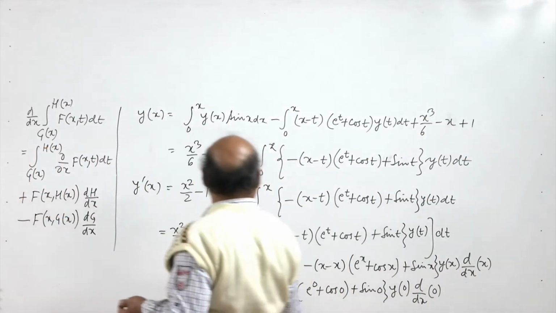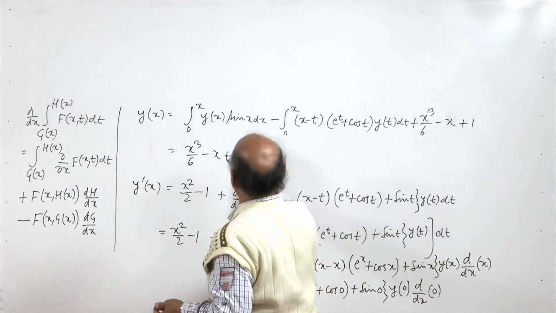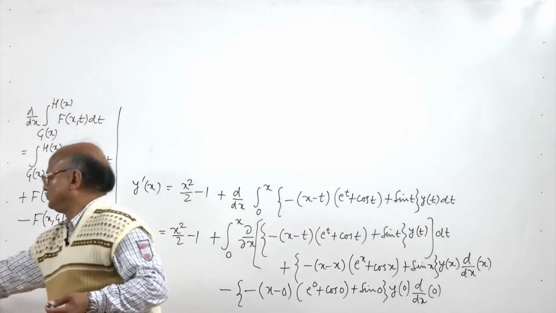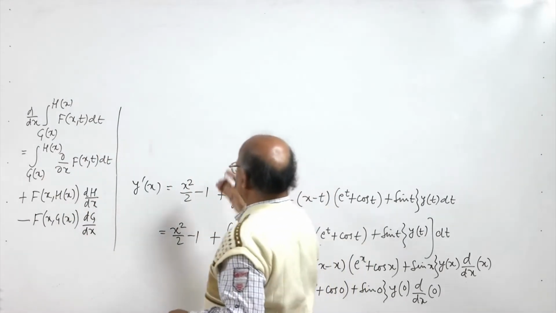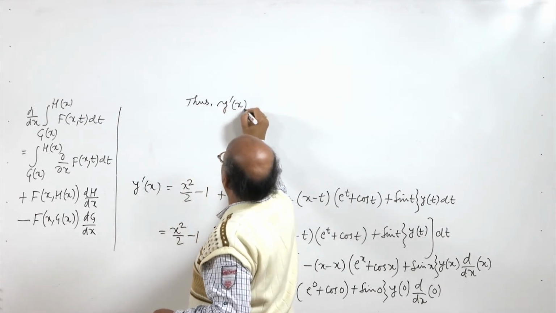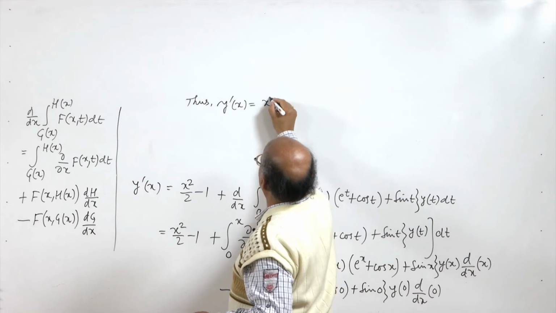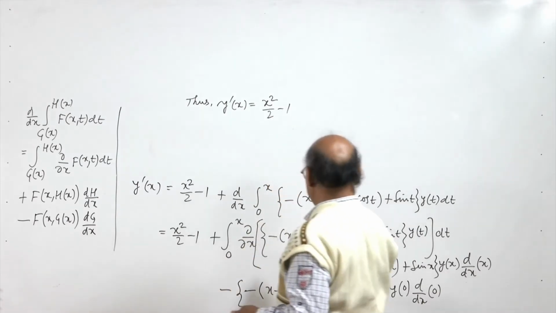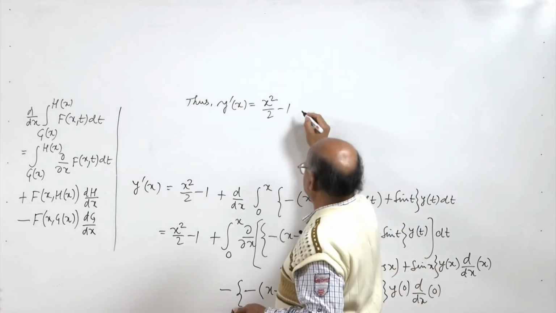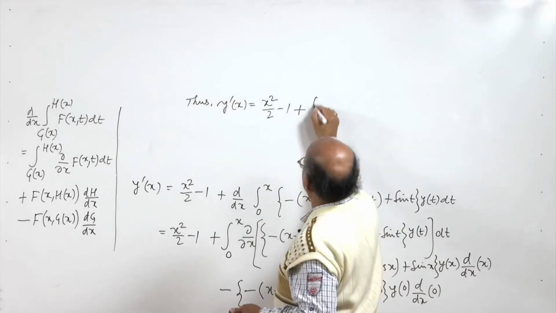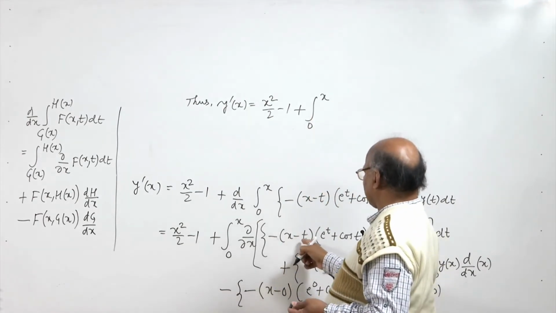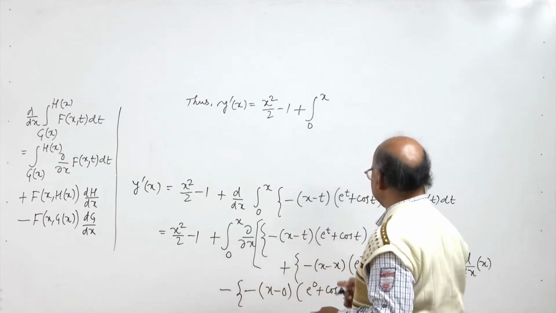Okay, now what we get is, so thus y dash x is equal to x square by 2 minus 1, and when we differentiate here with respect to x, what we get plus integral 0 to x, so this is minus x plus t into e to the power t plus cos t.